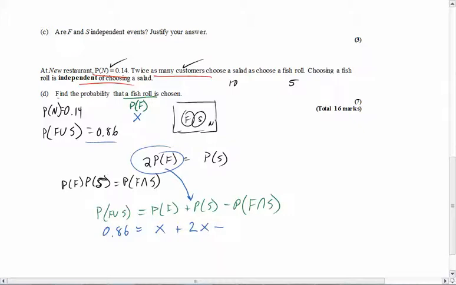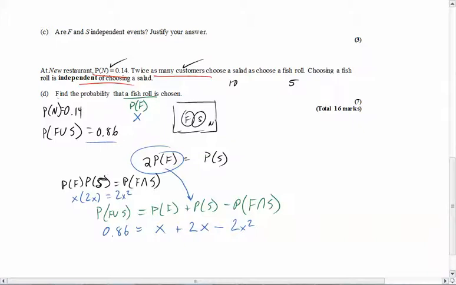Now F and S is PF times PS. So I go X times, and what was PS? PS was 2X. So X times 2X, which is 2X squared for P of F and S. So then I go minus 2X squared. At this point, this is the calculator section, so I could just graph it here. I could put 0.86 there, and X plus 2X minus 2X squared in for Y2, and graph it and solve.